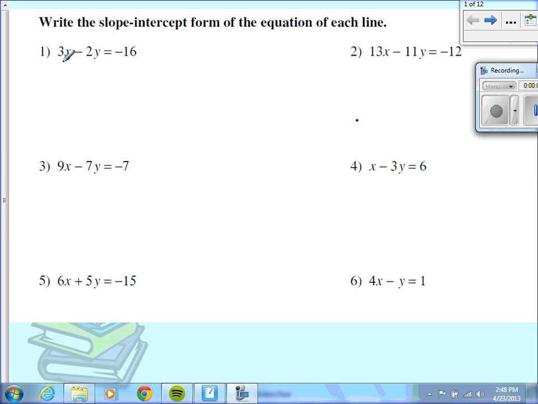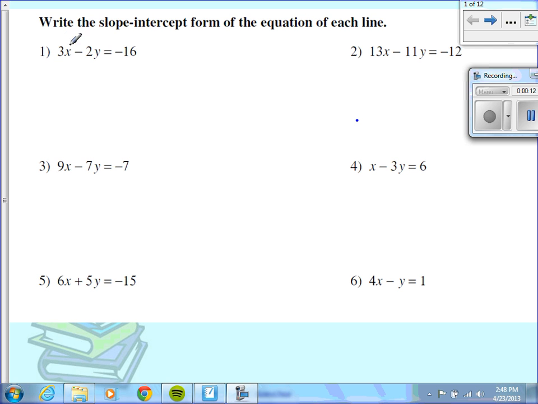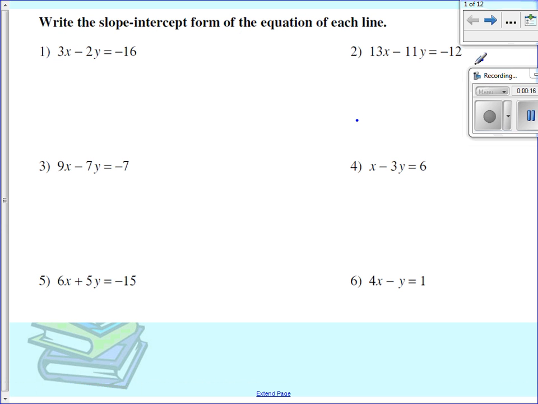So I'm given an equation in standard form. All of these are in standard form, and I have to manipulate these equations to get them in slope-intercept form, okay? So take a look at this. My slope-intercept form is the equation y equals mx plus b. I have to have a slope for m and a y-intercept for b.